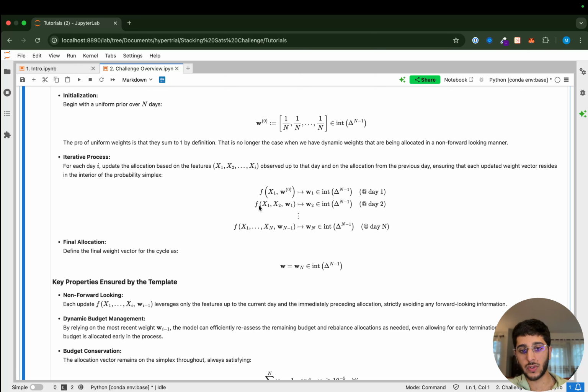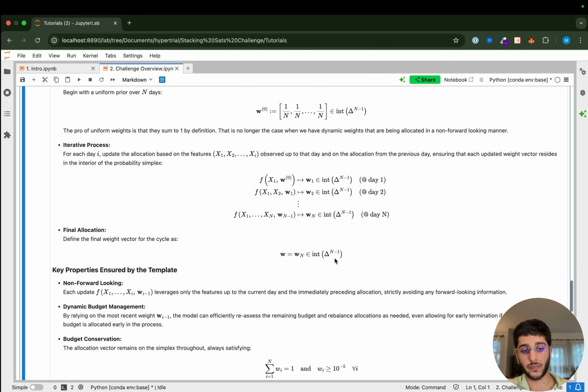And the same thing goes for day 2. Now you can observe not only the feature from day 1, but also the feature from day 2, and you make your informed decision by updating your previous weight vector, WI. And you keep doing this all the way to day N. And finally, you say that this is my final decision. This is my final output, which is this final weight vector, and it's going to be inside the feasible region.